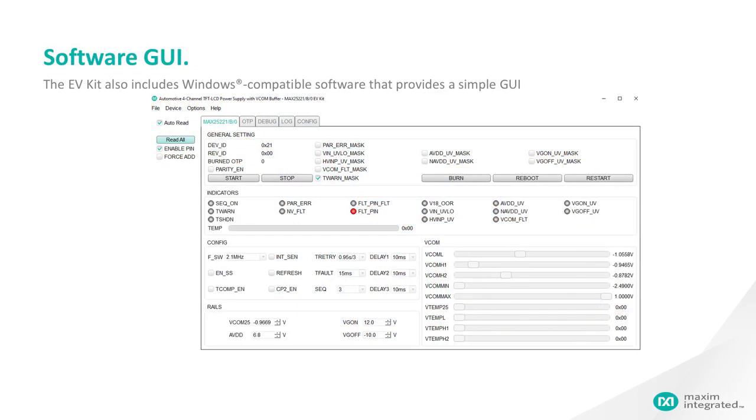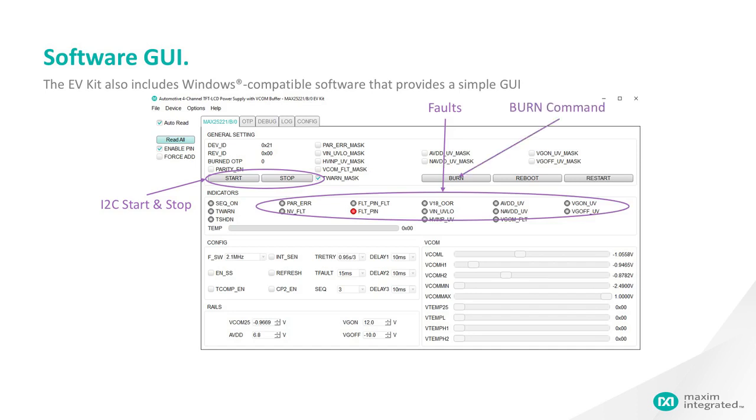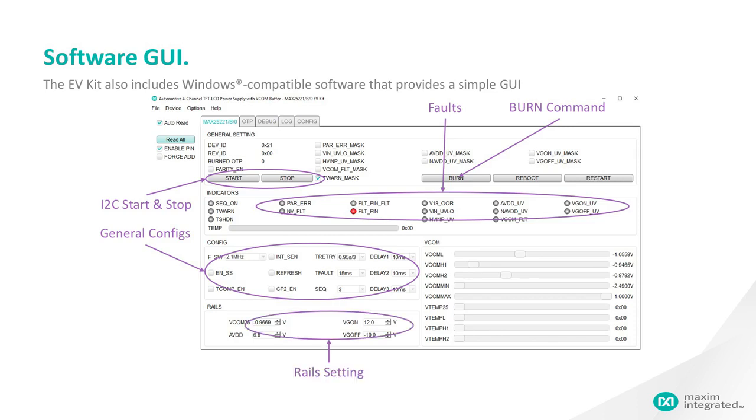Software guide. The wiki also includes Windows-compatible software that provides a simple guide. This is the most important functionality: I2C startup, default status, the burn command, the general configuration of the device, the rail setting, and the VCOM register setting.